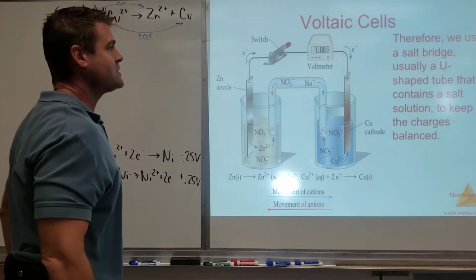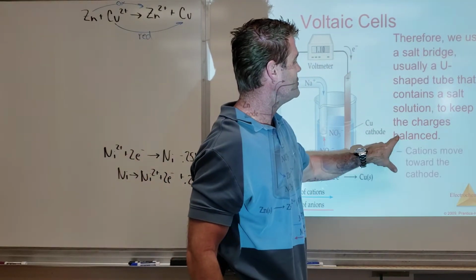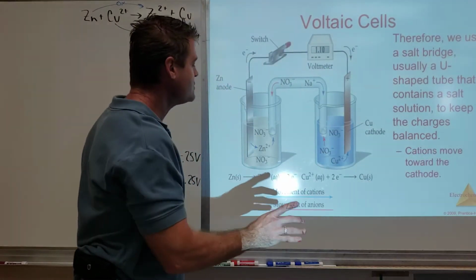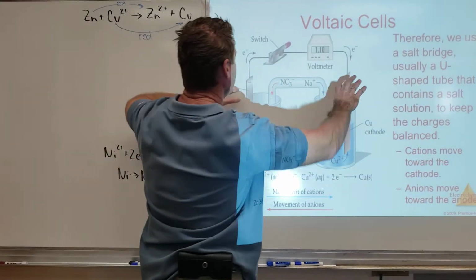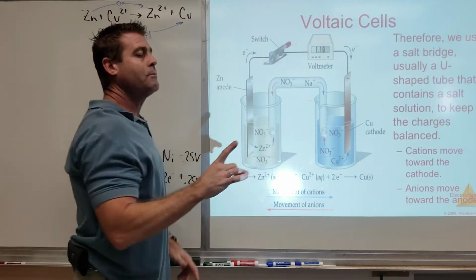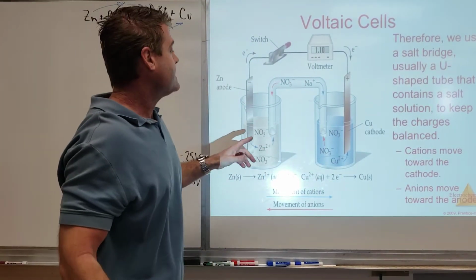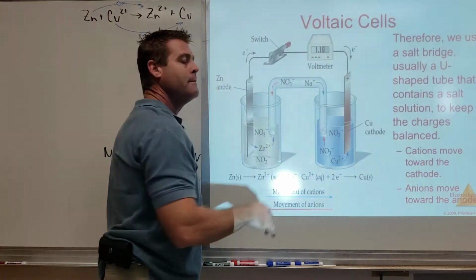What you need is what's called a salt bridge, a U-shaped tube that contains a salt solution to keep the charges balanced. So look at what we have. This is also what's necessary for a battery. Not only do you separate the oxidation half reaction from the reduction, but you also need a salt bridge. And that's basically a pathway that allows the ions to freely move back and forth between the solutions.